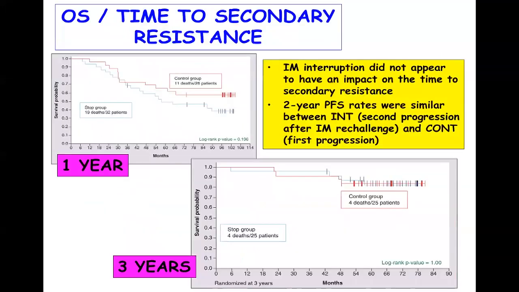And this slide shows you the OS according to time to secondary resistance, after 1 year, after 3 years. Imatinib interruption did not appear to have an impact on the time to secondary resistance. 2-year PFS rates were similar between interruption and continuous.